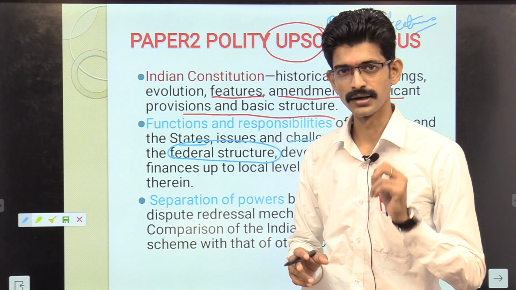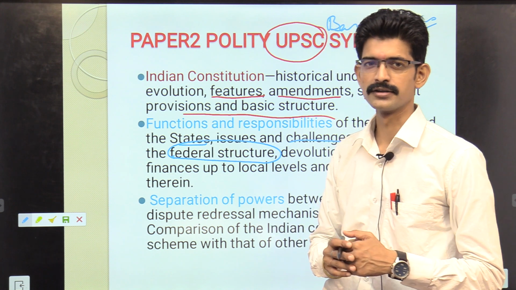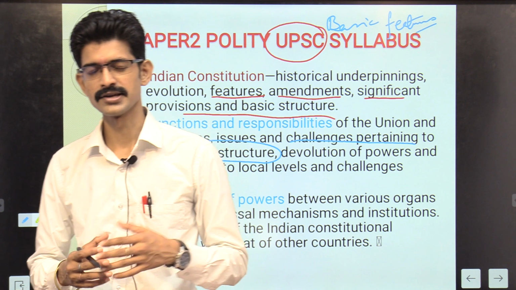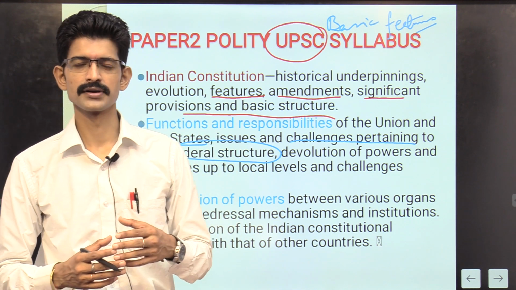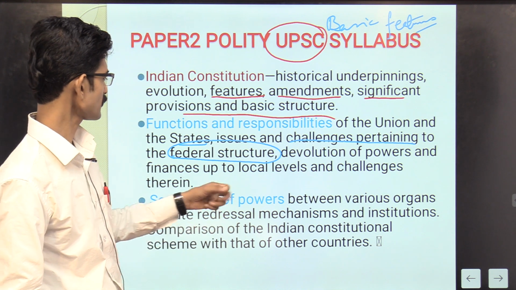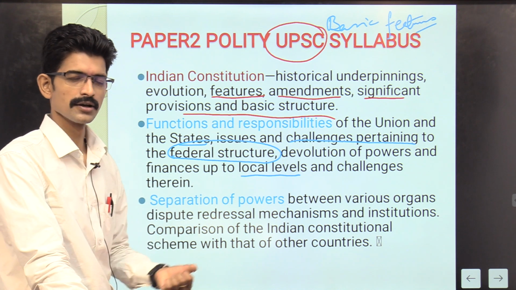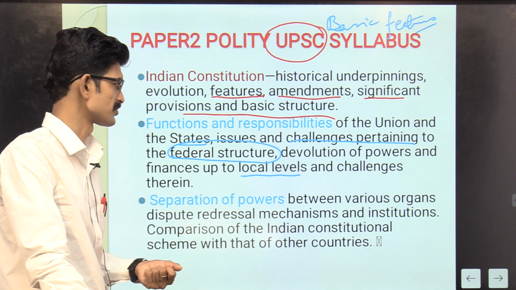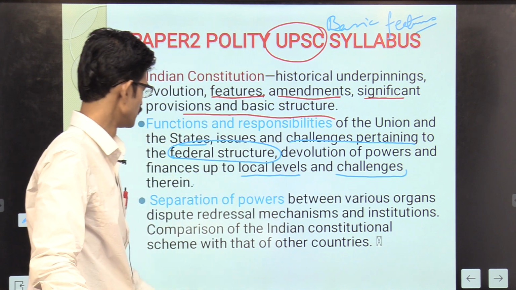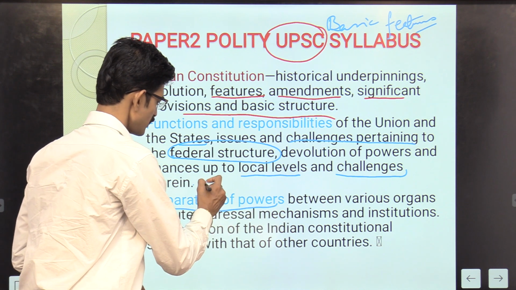So the Concurrent list as well as the State list are part of the state's rights, on which the state can work: on its police, on taxation, on various kinds of travel, various kinds of security issues, and so on and so forth. So finances up to the local level, where we see the recommendations of the 15th Finance Commission, and the challenges that are there in the government.